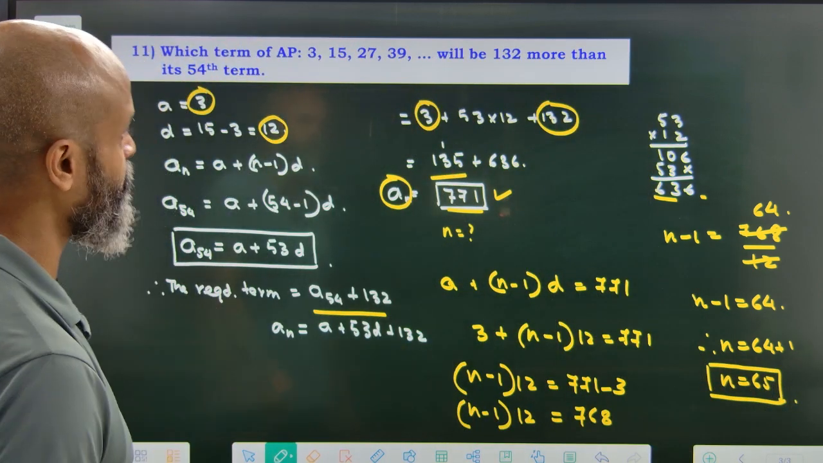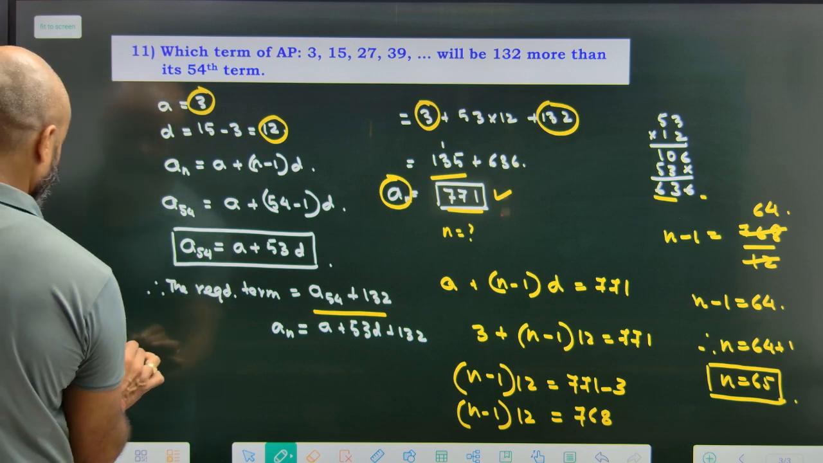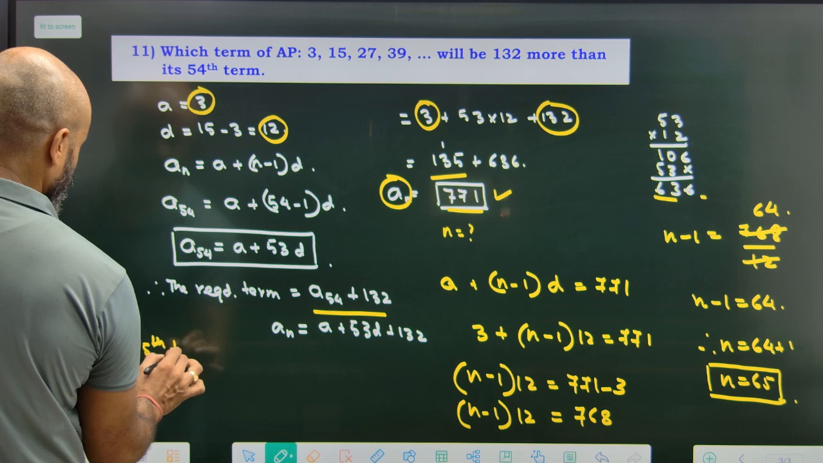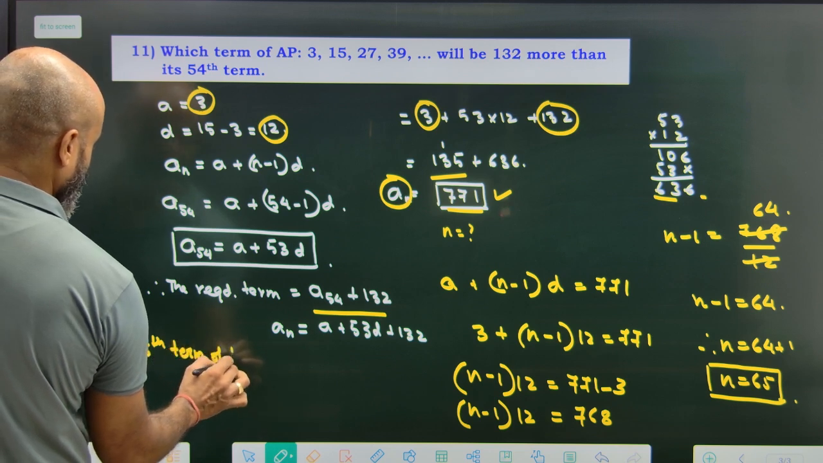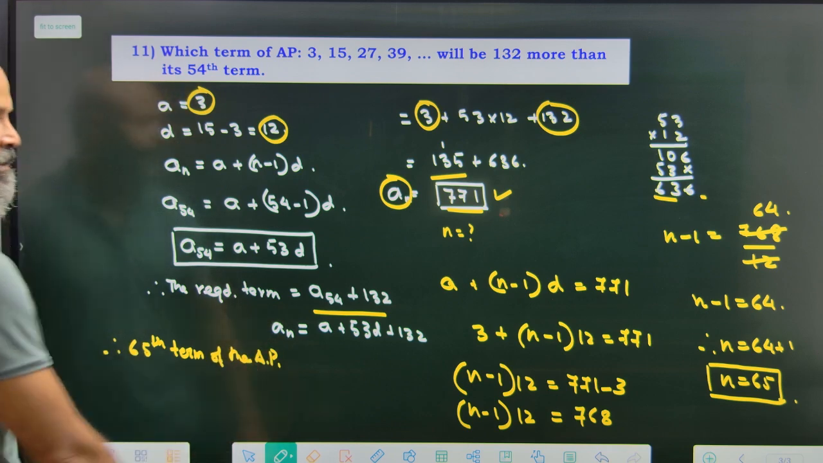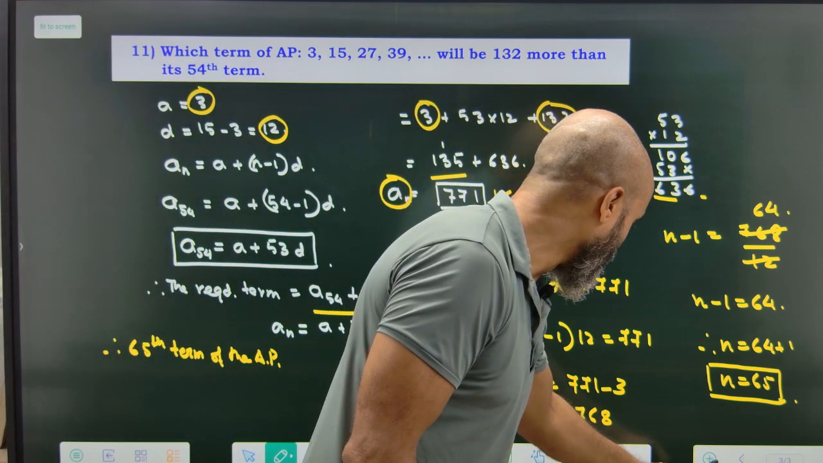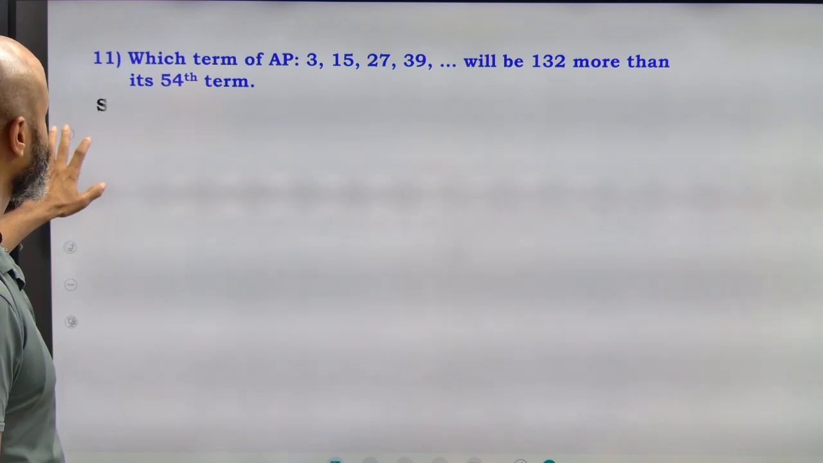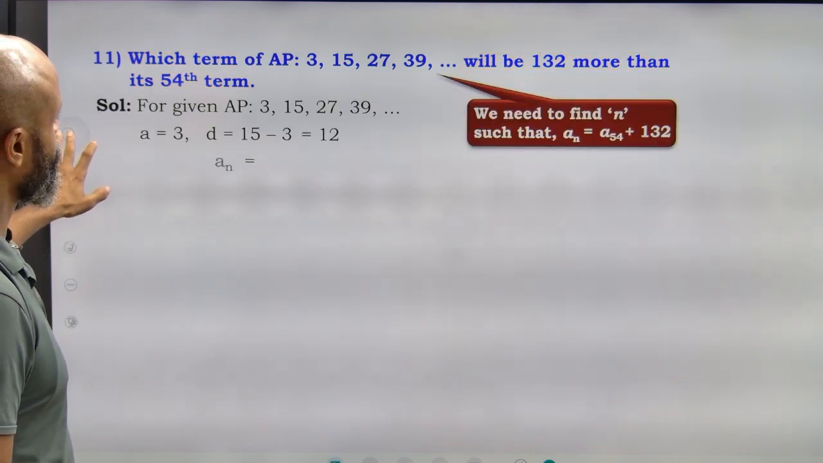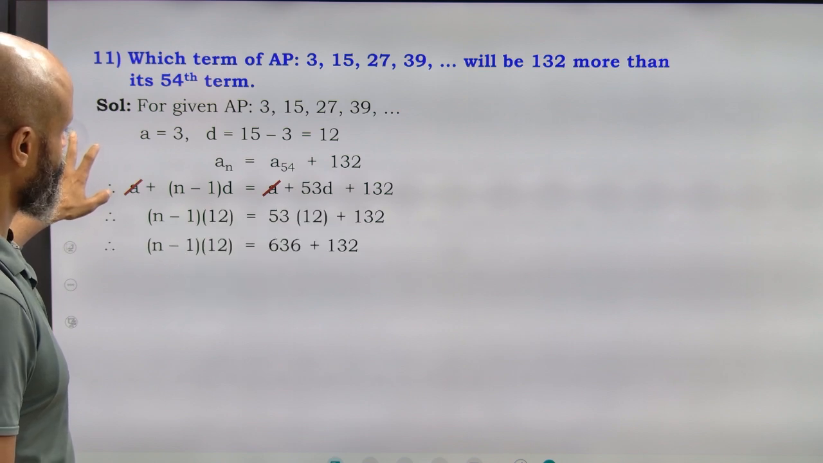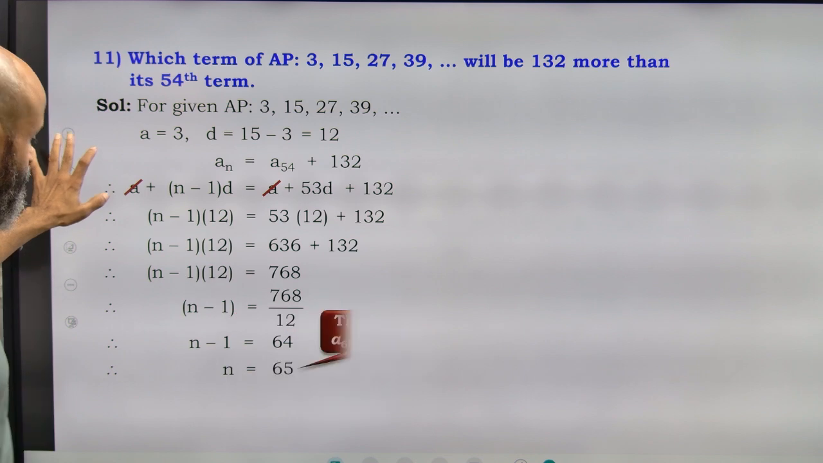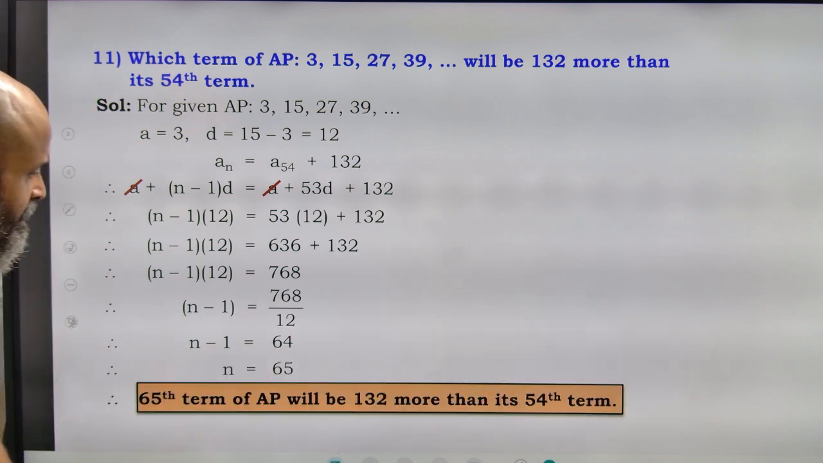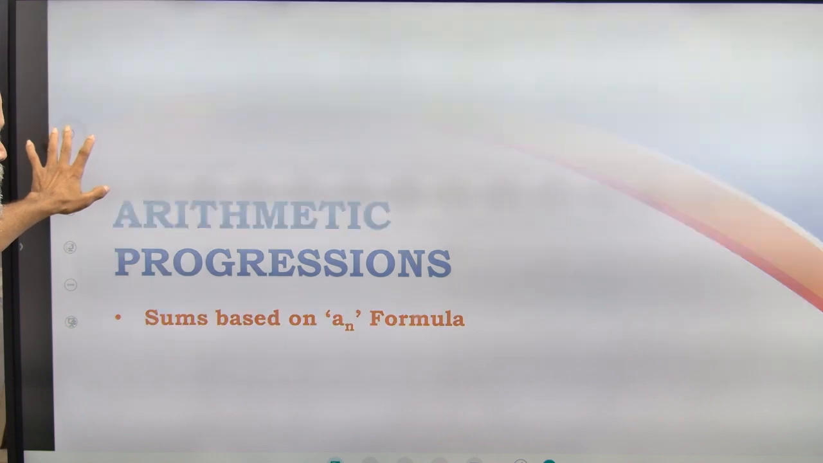So which term of the AP? Therefore we can say the 65th term of the AP. That would be the answer. Okay. Let's move on to the solution here. So that's going to be A54. So this is 636. So this will be 64, 65. The 65th term of the AP will be 132 more than the 54th term.